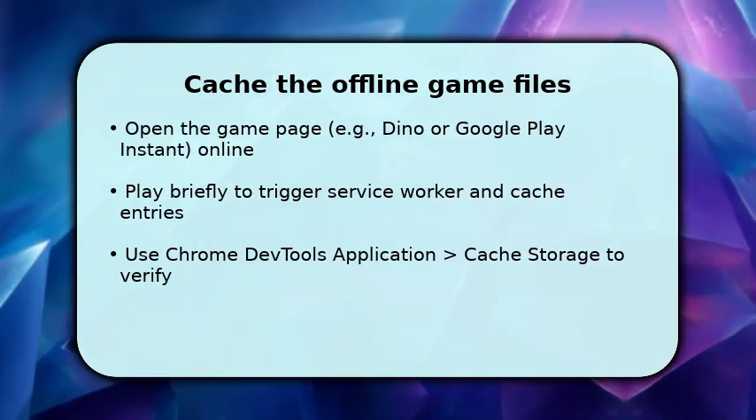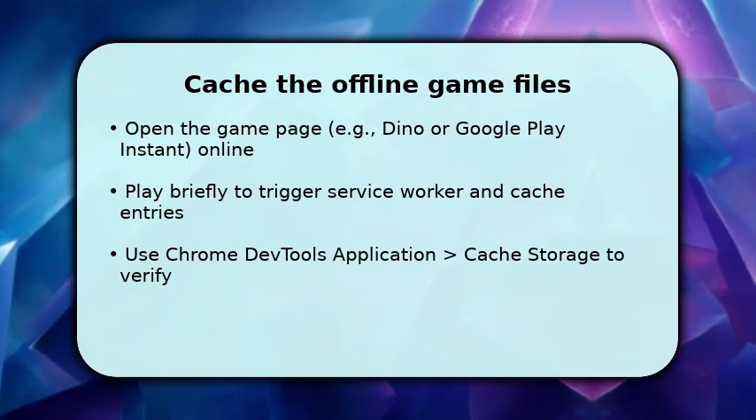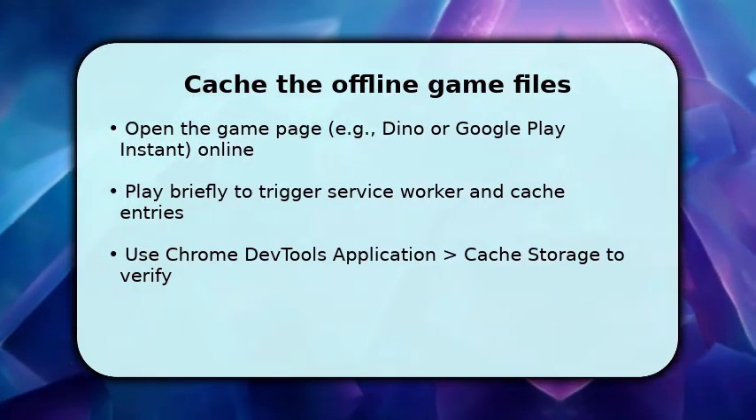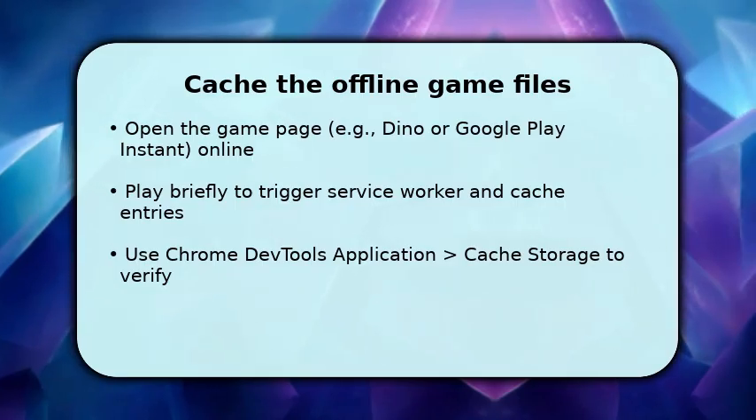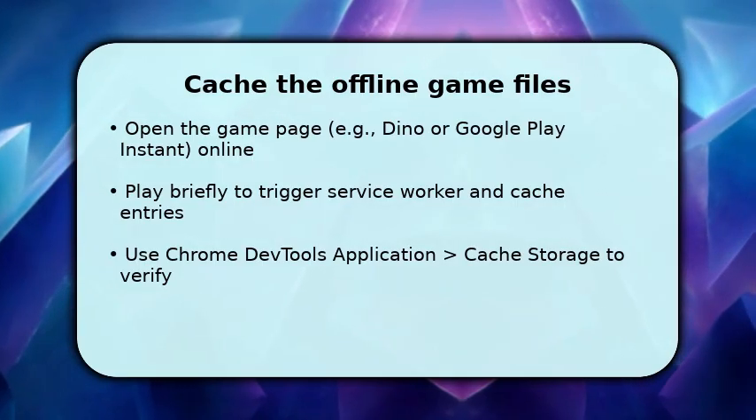Once done, open Chrome DevTools, go to Application, then Cache Storage and confirm the game files are present. If files are missing, reload and repeat interaction until the expected assets appear in cache.